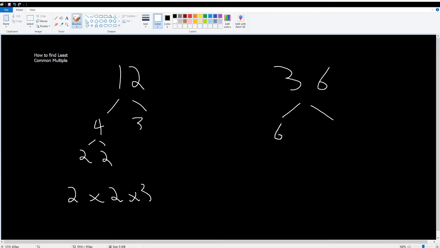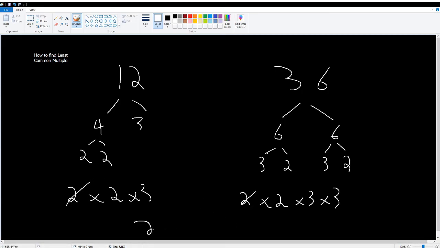36 is going to be 6 and 6. 3 and 2. 3 and 2. So this is basically 2 times 2 times 3 times 3. Okay. So now we're going to look at each of these prime factorizations and look at the ones they have in common and write them once. Okay. So 2 and 2. 2 and 2. 2. 3 and 3. Good.